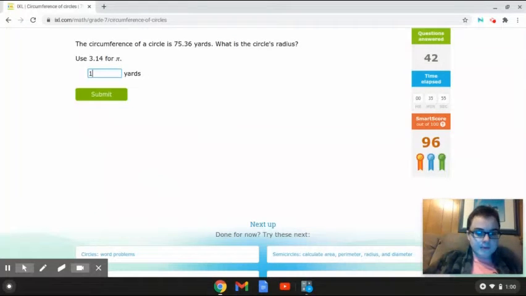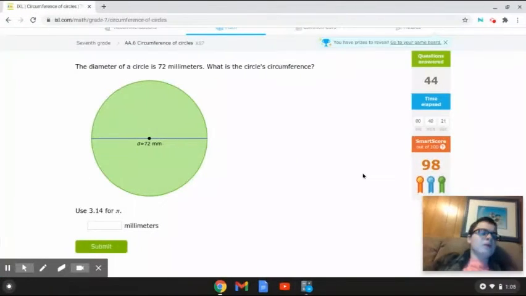Okay, that will give us 12 yards. So the circle's radius for this problem is 12 yards. And that is how to solve this problem. So I'm going to be doing a couple more with you guys.